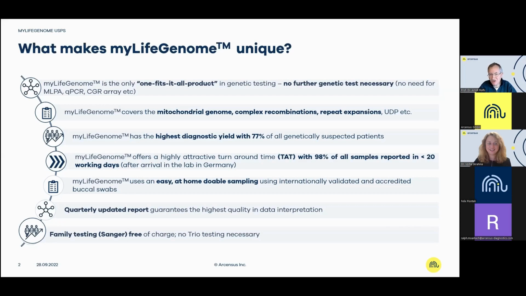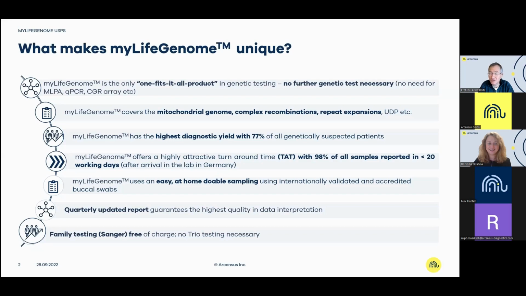And especially the topic of covering all of the complex structural variants, like the recombination, the insertions, the duplications, or even the balanced translocations, can be so nicely analyzed and therefore be part of a diagnostic report around the My Life genome. Because of that, we are so impressed to demonstrate that this modern technology allows a diagnostic yield of 77%.